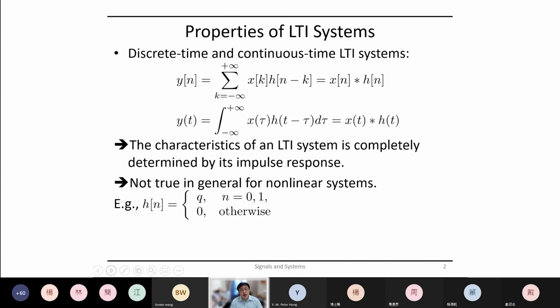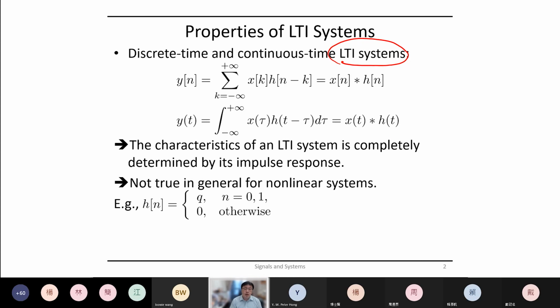Okay. So up to this point, we have learned that, for linear time-invariant systems, we can characterize the input and output relation using either the convolution sum or the convolution integral, right? So basically, the output in discrete time LTI systems is equal to the input convolved with the impulse response. Okay, and similarly in continuous time, y of t is equal to the convolution between the input and the impulse response in continuous time.